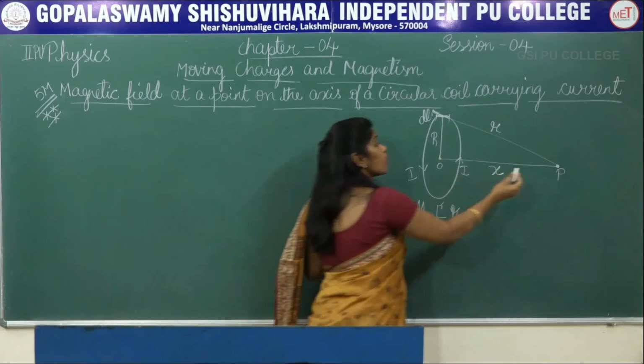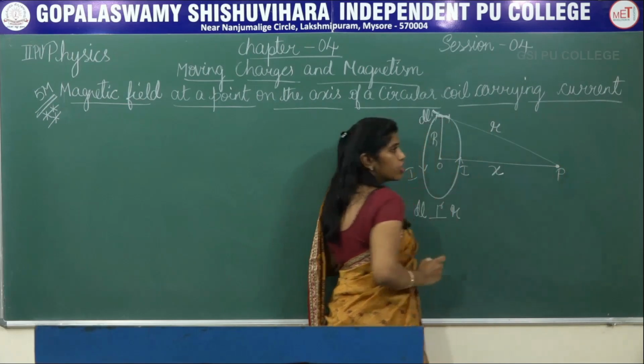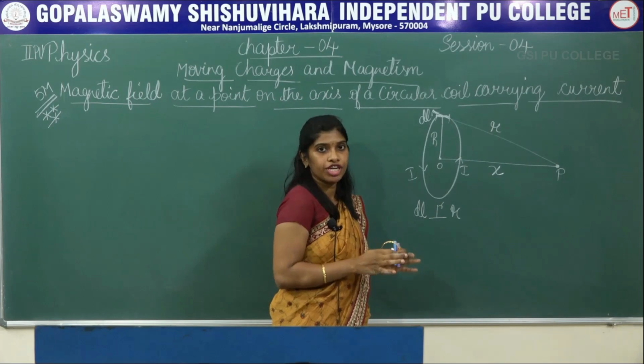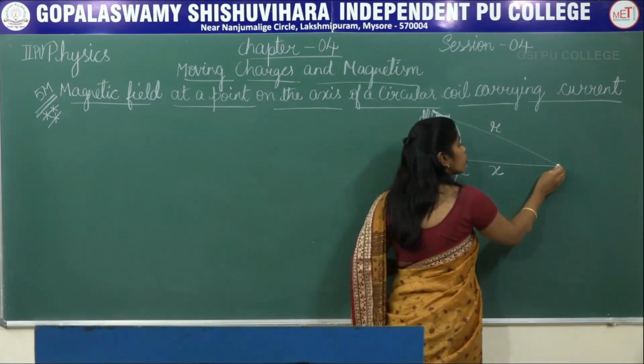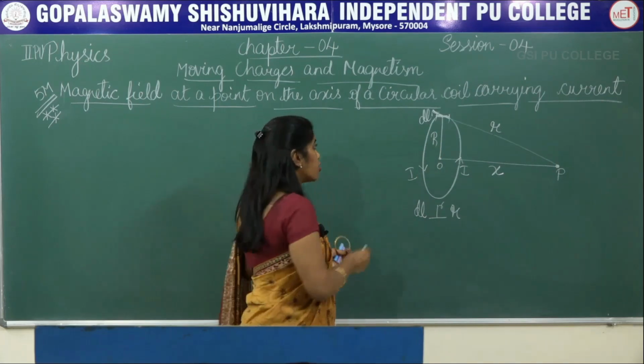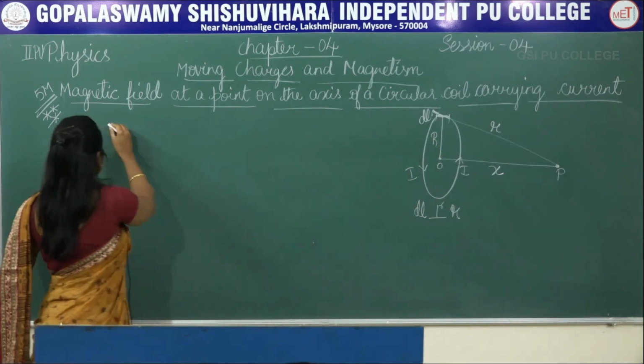Next, this is where I am going to find the magnetic field. So first I need to write the direction of the magnetic field here. What will be the direction of the magnetic field? I am going to use the right hand curl rule. Now I first write the formula here.